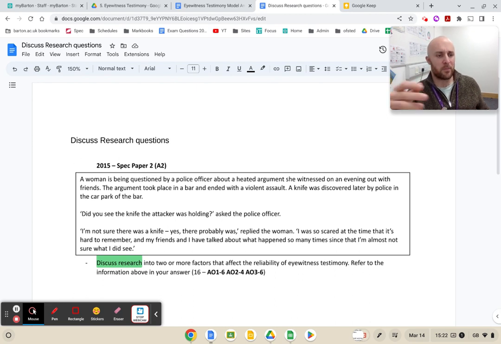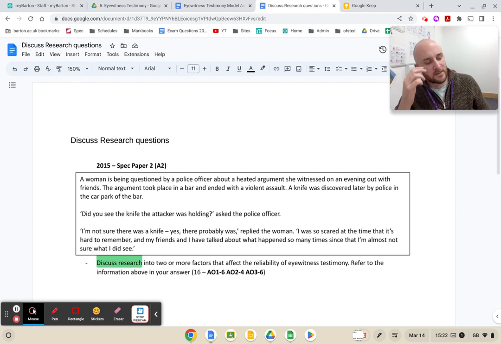The police officer says, "Did you see a knife?" Leading questions. The woman says, "Yes, but I've talked about it so much." Post-event discussion. She said, "I was really scared at the time," anxiety. But the question in this case is: discuss research into two or more factors that affect the reliability of eyewitness testimony.